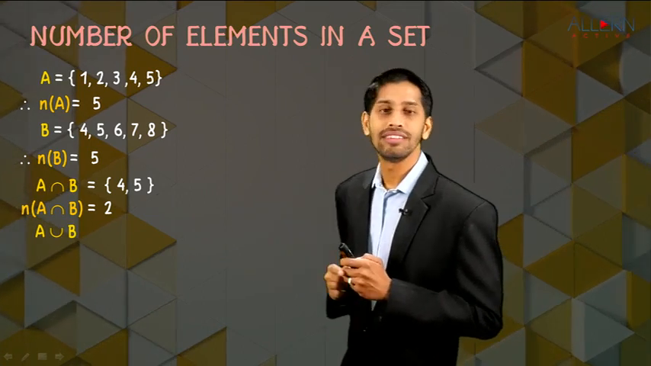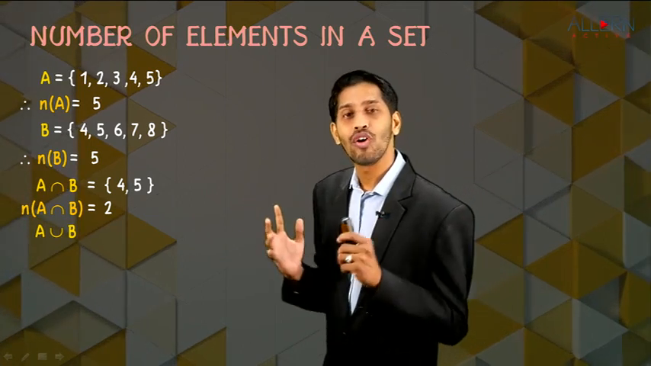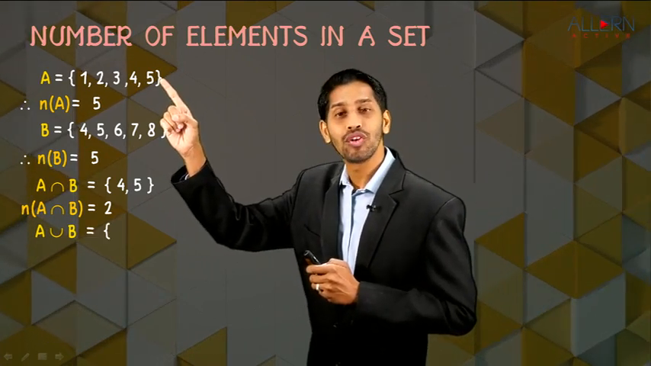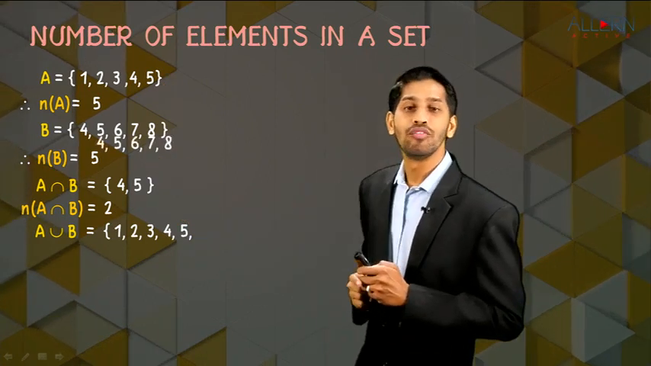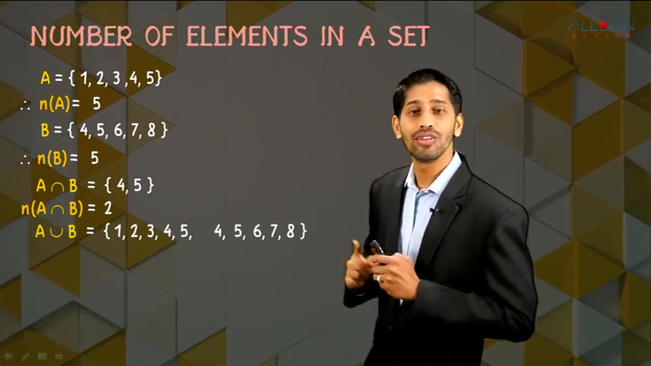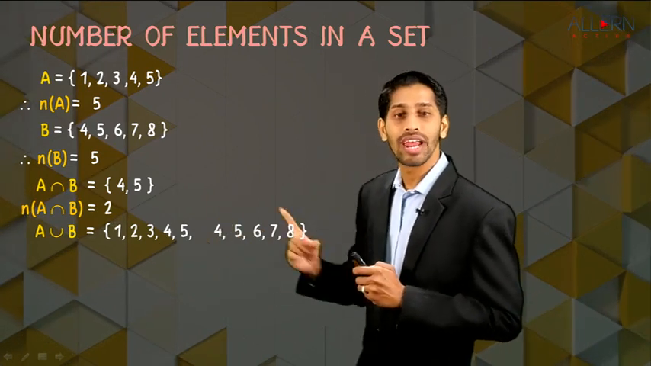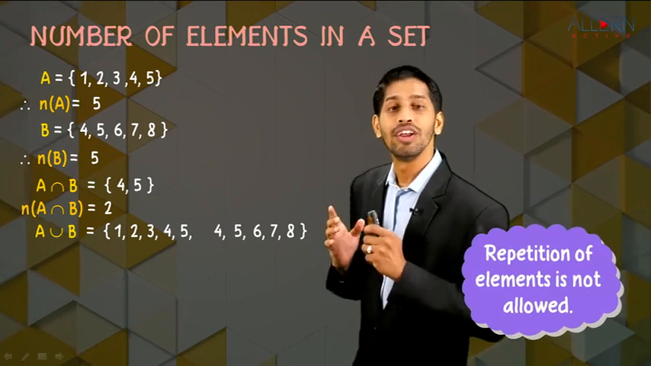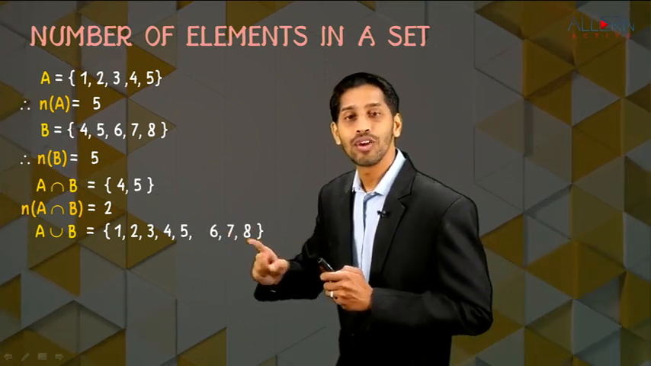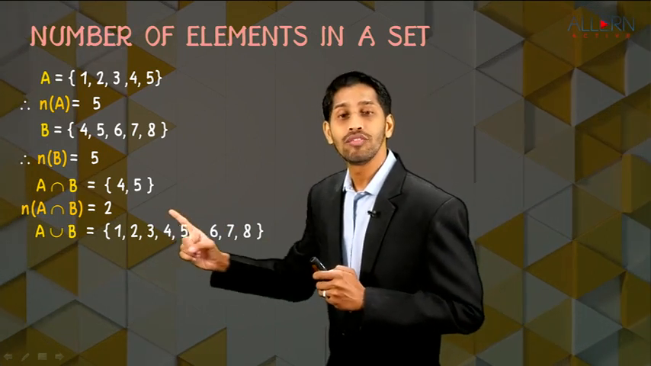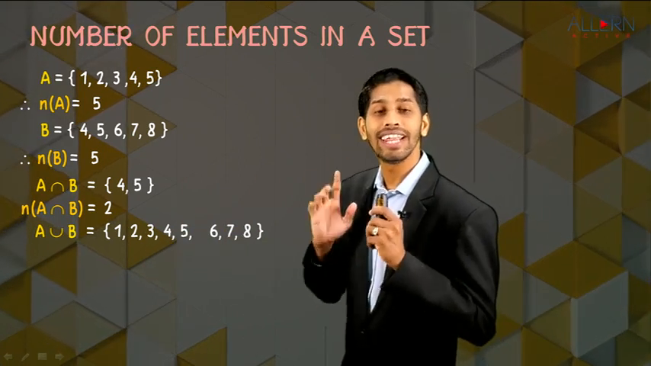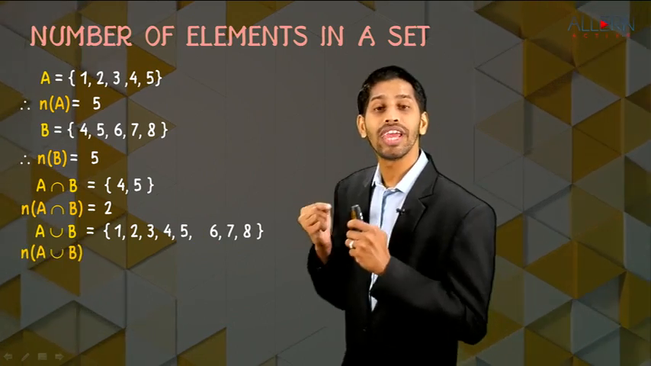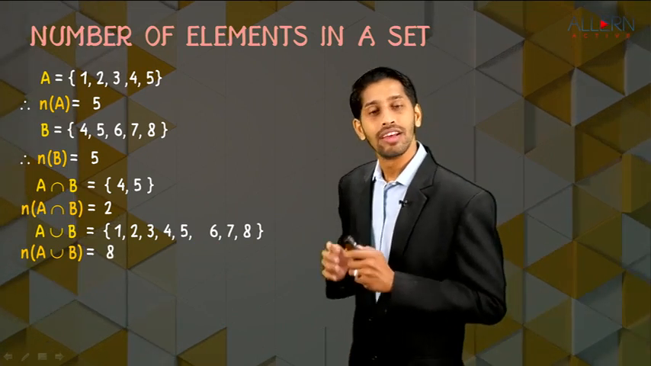Now let's take union of set A and set B. So A union B is equal to, union means collection of all the elements without any repetition. So from A we have 1, 2, 3, 4, 5, and from B we have 4, 5, 6, 7, 8. But we can observe 4 two times and 5 two times. We have to write only 1 time because repetition of element is not allowed. So we'll write 4 and 5 only once. So we get 1, 2, 3, 4, 5, 6, 7, 8. That means there are 8 elements. So we write number of elements in A union B, that is n of A union B is equal to 8.